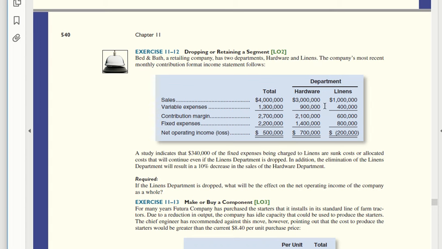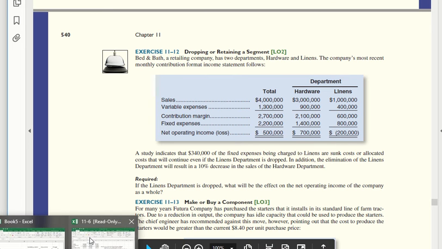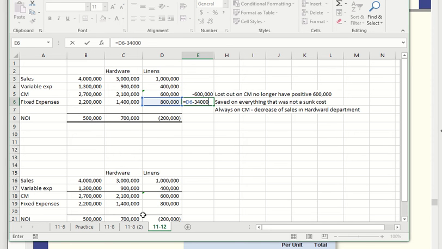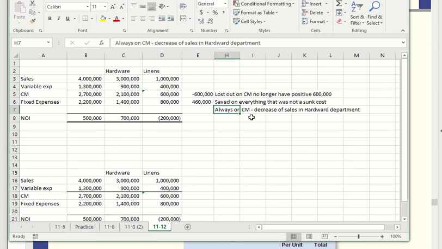Let's go back to those sunk costs again. The study indicates $340,000 of fixed expenses are sunk. So we're not saving anything with that $340,000, but we will save the rest. The rest of the fixed expenses are traceable to this product, while $340,000 are not traceable, sunk, or allocated. So $340,000 are not traceable, we can't save any money on those, but we can save $460,000.